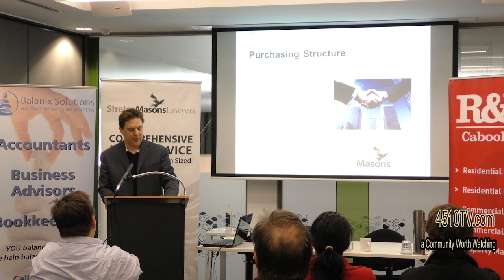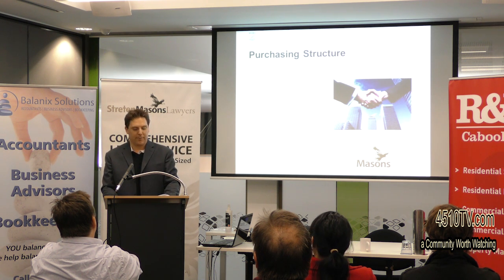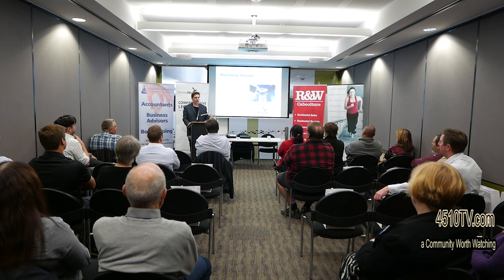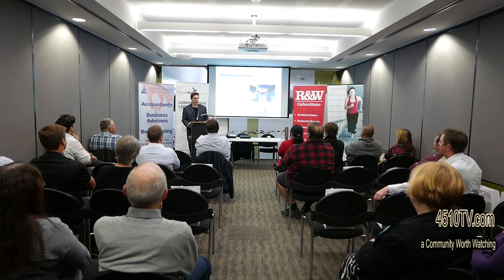The second part is the purchasing structure. So there are a bunch of different ways that you can buy property. You can buy it in your own name. You can set up what we call a Pty Ltd company, which is basically a private company, or a trust. And there are 3 options for a trust. You've got a discretionary trust, a unit trust, or a superannuation fund.